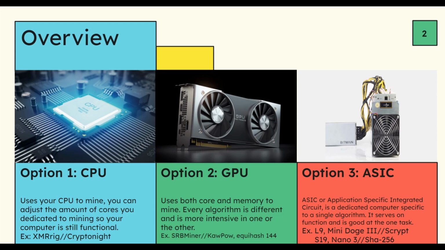And lastly is an ASIC, or an application-specific integrated circuit. These computers are built and designed specifically for the algorithm that you're mining, and usually they only mine one algorithm. So if it's memory or core heavy, these computers will be specifically designed for that. It's really good at one single task, but it can't be used for anything other than that one task.